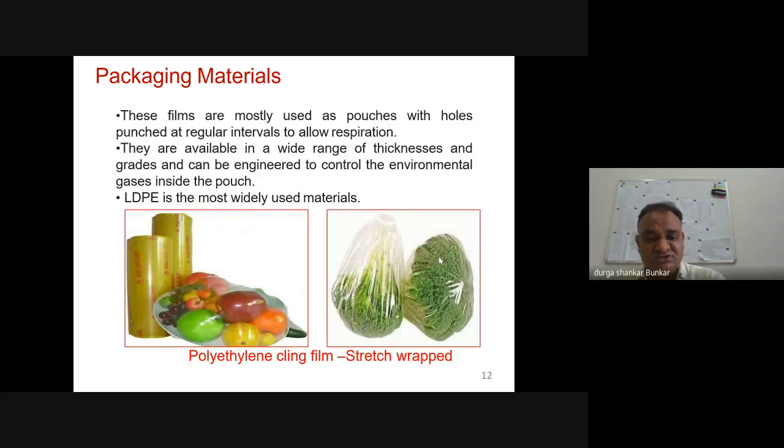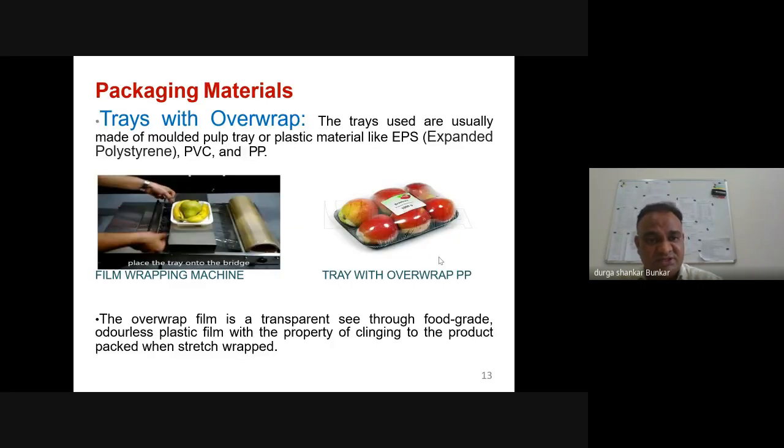These are some other kinds of packaging, like stretch wrap polyethylene sealing film, the most common film used as a packaging material, which is also a type of LDPE. Then another is the tray with overwrap. This is also very common. We can see this type of material is mostly available in the market.